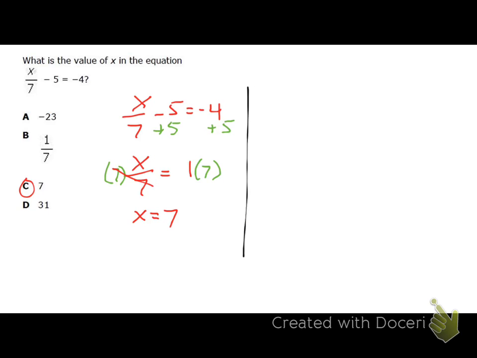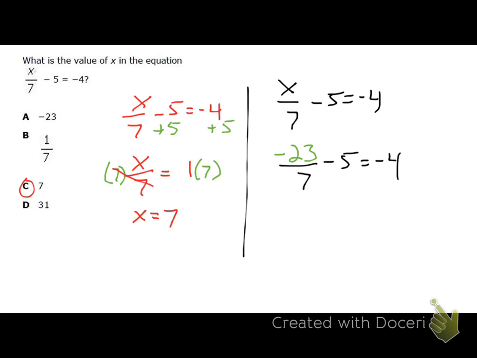If you've got a solving equations problem and it's multiple choice, you should be jumping for joy on your STAAR test, because I don't even really have to know how to do a lot of algebra. I can just guess and check. For example, if I were to take x over 7 minus 5 equals negative 4, and let's say I didn't know how to do all this, let's take my first answer choice, answer choice A, and I'm just going to substitute in for x. Negative 23 divided by 7 minus 5 equals negative 4?